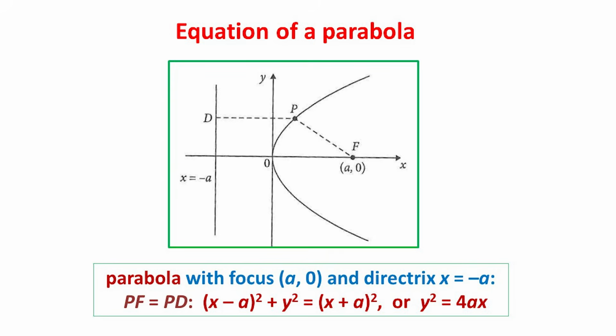If P is the point x, y, we can then calculate these distances. Don't worry about the details. And we get the equation x minus a all squared plus y squared equals x plus a all squared, which simplifies to y squared equals 4ax.